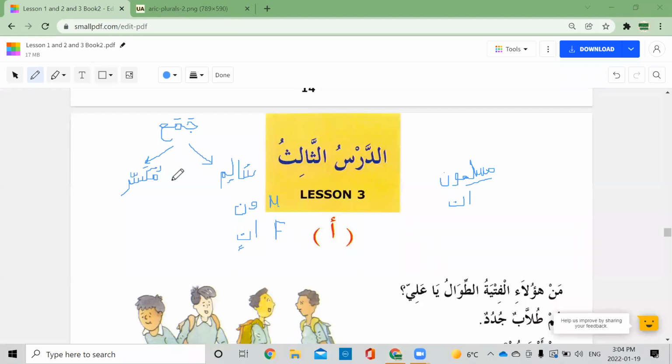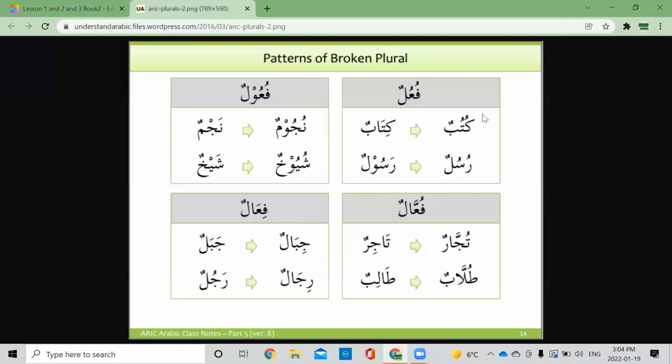So for broken plurals, there can be a few different types. I have this chart over here. Let me just show you. Can you see my screen? I changed the screen. Okay, so I hope you can see this chart here. There are different patterns of broken plurals. For example, it can either be fu'ulun, fu'alun, or fi'alun.